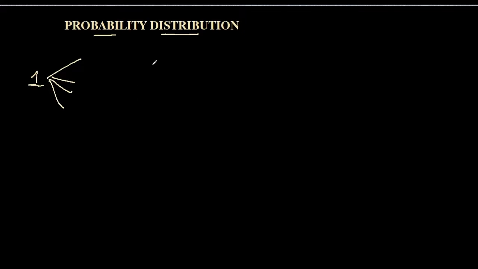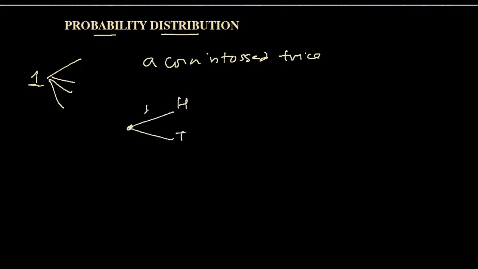Suppose a coin is tossed twice. So the first toss is either head or tail. The probability of head is half, probability of tail is half. Second toss, again we can get a head or a tail. Probabilities are also half in this case. So half and half, head and tail.